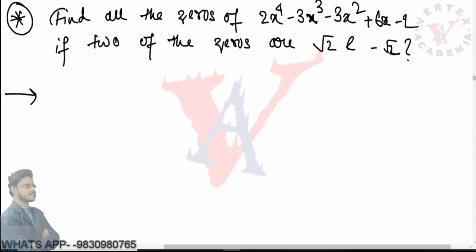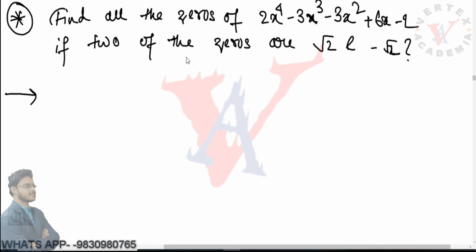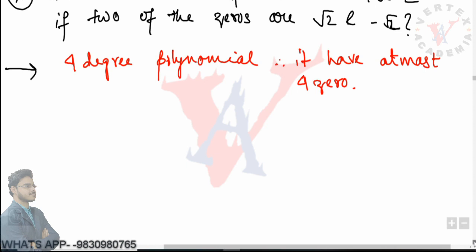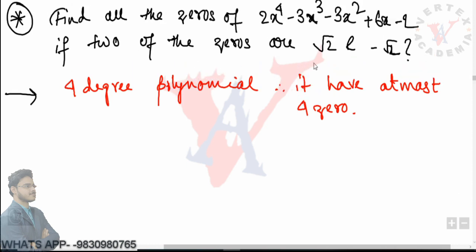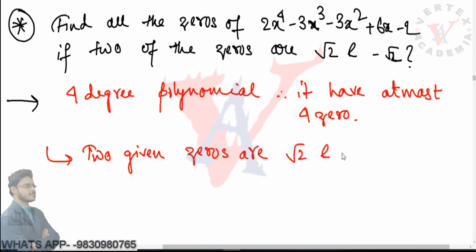Now this is a good question. Before going to the solution, let me remind you something. This is a 4-degree polynomial. Therefore it will have at most 4 zeros. You know this thing. I have already explained these things in my previous lectures. If you don't know, please see them. So 4 zeros we have. Of them, only 2 zeros are given, that is, the two given zeros are root 2 and negative root 2.